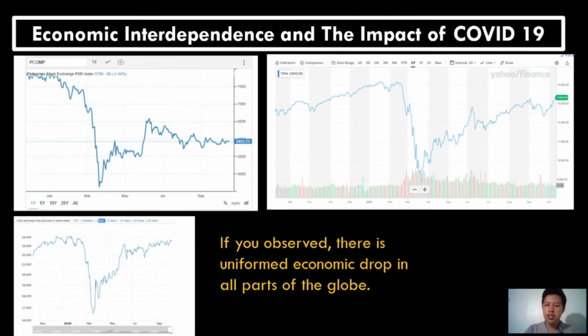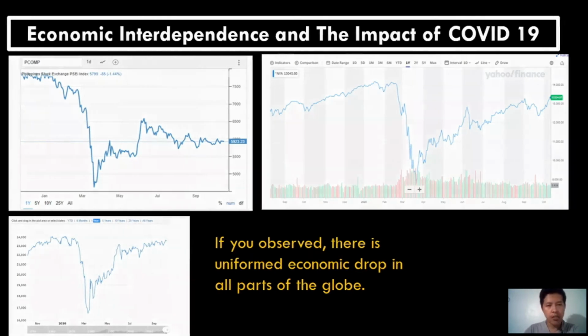Now, if you observe, there is a uniform economic drop in all parts of the globe. Even if you look at the stock exchanges in London, or probably in Shanghai, or in Hong Kong, or in Taiwan, or in Singapore, for that instance, you will observe that there is a uniform drop and a uniform, steady increase of the economy as it recovers from the pandemic, which of course means that economic interdependence has its own problem, especially on the concept of the domino effect of economic deterioration.